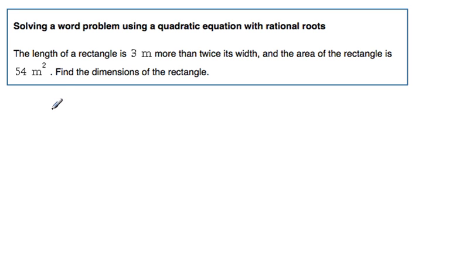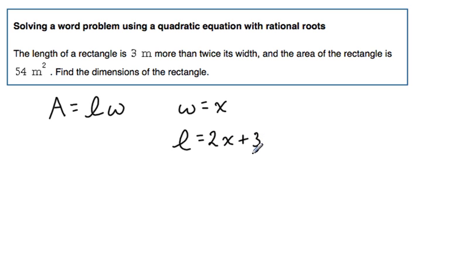So first off, we should recall that the formula for the area of a rectangle is length times width, and we can simply write LW. It tells us some information about the length of the rectangle, but nothing about the width. So since we don't know anything about the width, we're going to say W, which stands for width, equals x. Now, we are told that the length is 3 more than twice the width. So twice the width would be 2x, and 3 more than that would be plus 3.